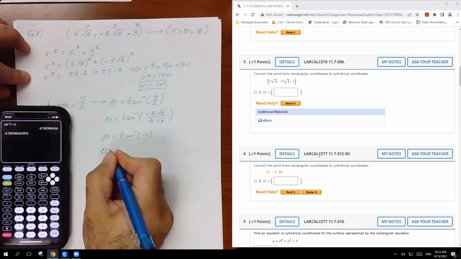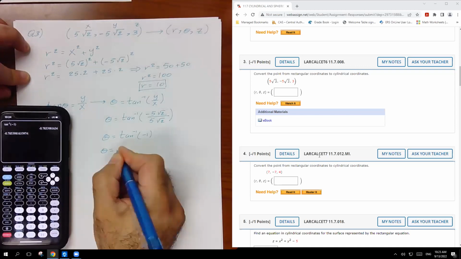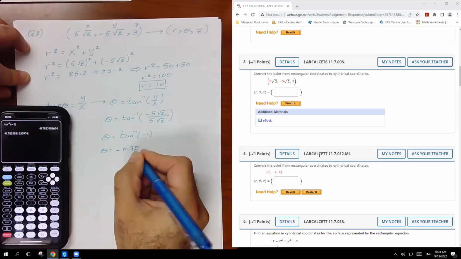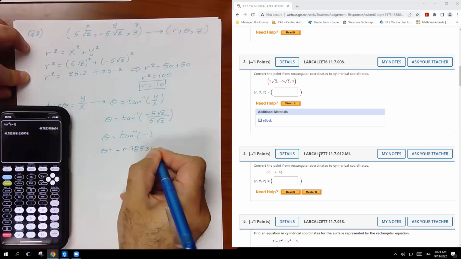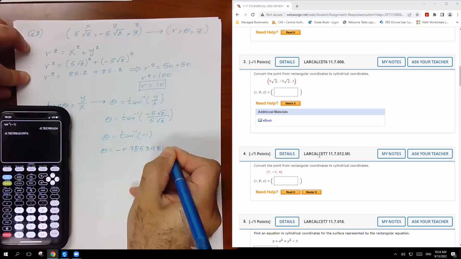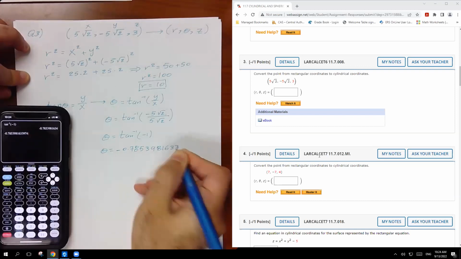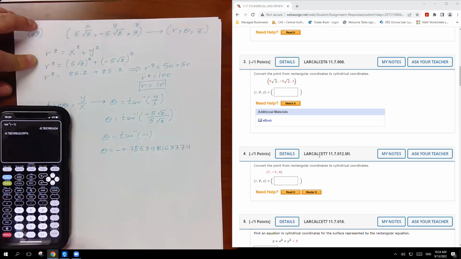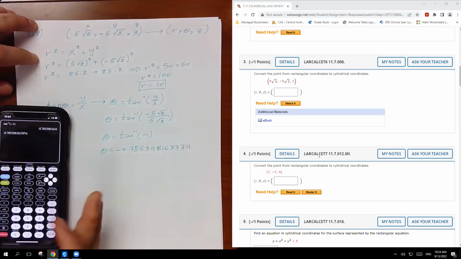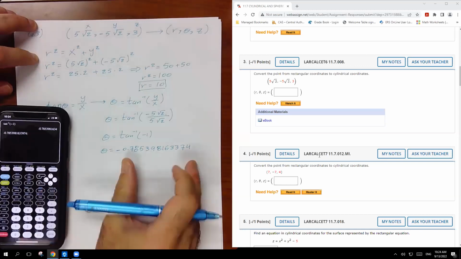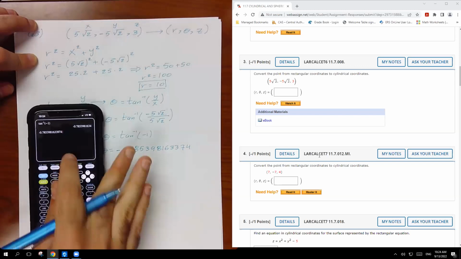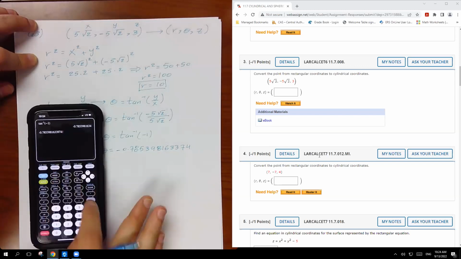Theta is going to be equal to negative 0.78539.8163374. I'm writing down the whole number. I can't plug in this number. So what I'm going to do, I'm going to convert it to radians. I'm going to divide this one by pi. So divide this number by pi.